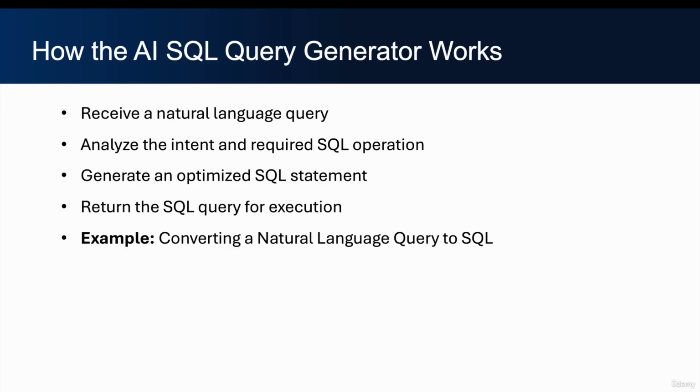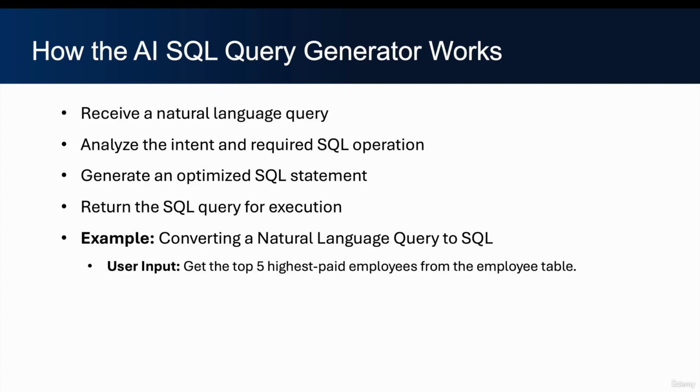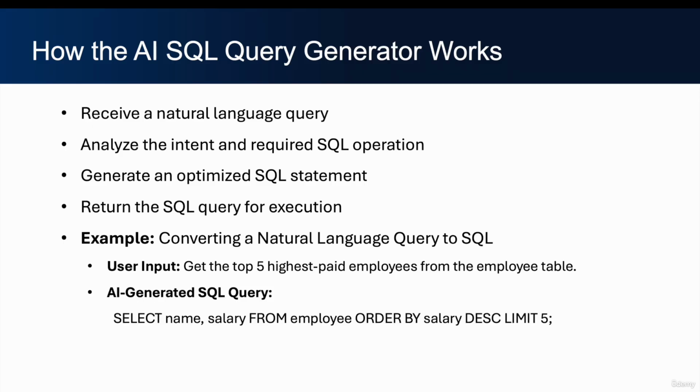Now, an example for converting a natural language query to SQL looks something like this. Your user input is: get the top 5 highest paid employees from the employee table. That's what the user has to say. And the AI-generated SQL query will be: SELECT name, salary FROM employee ORDER BY salary DESC LIMIT 5. So it will make sure that it is in descending order and it will just limit it to 5. And that's what the query is: get the top 5 highest paid employees.